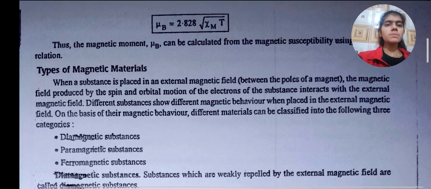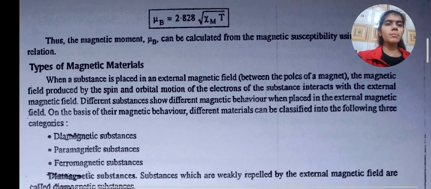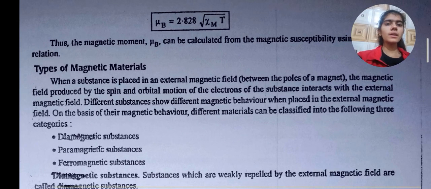When a substance is placed in an external magnetic field between the poles of the magnet, the magnetic field produced by the spin and orbital motion of the electrons of the substance interacts with the external magnetic field. Different substances show different magnetic behavior when placed in the external magnetic field. On the basis of their magnetic behavior, different materials can be classified into three categories: diamagnetic substances, paramagnetic substances, and ferromagnetic substances.